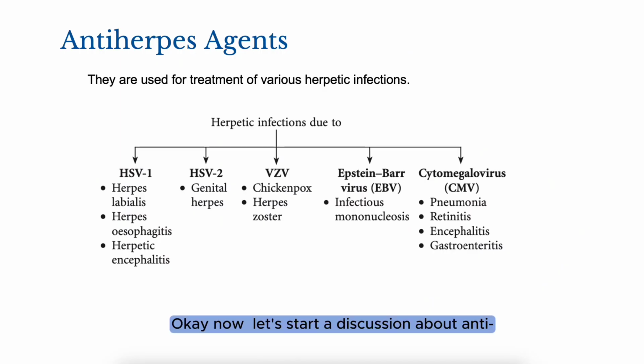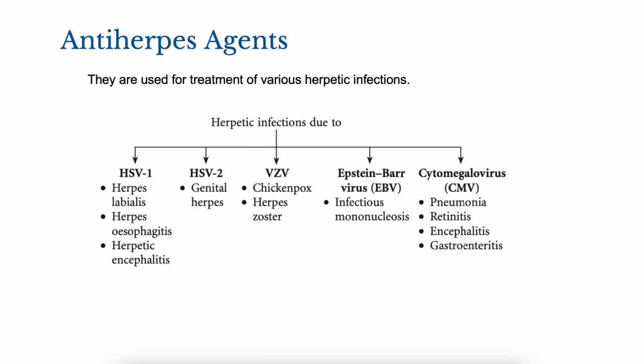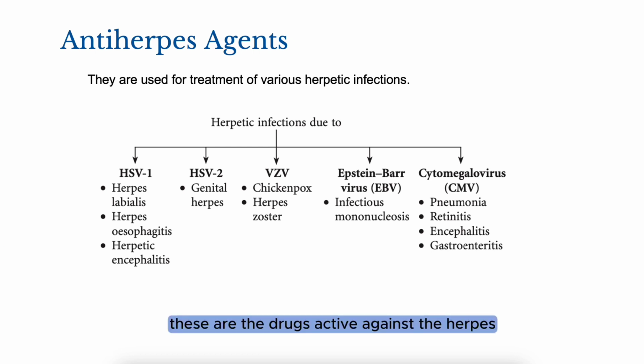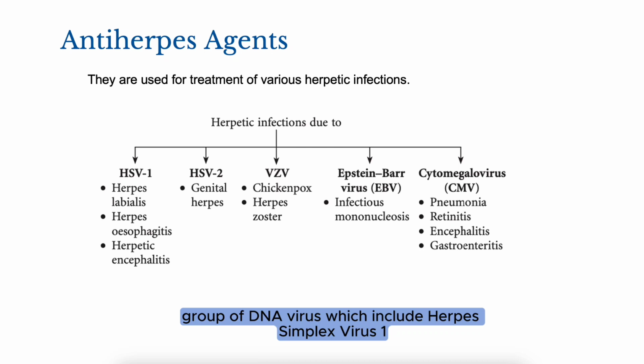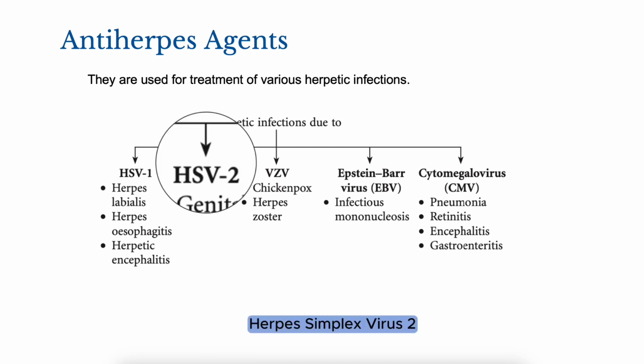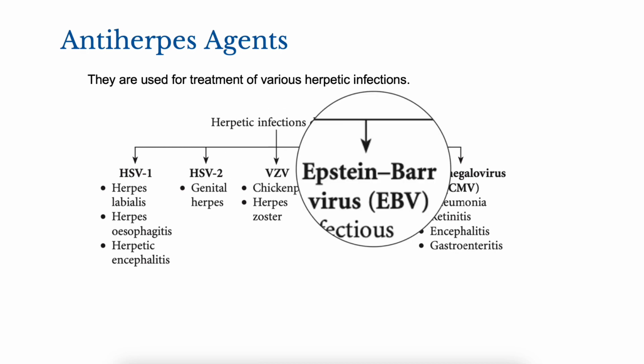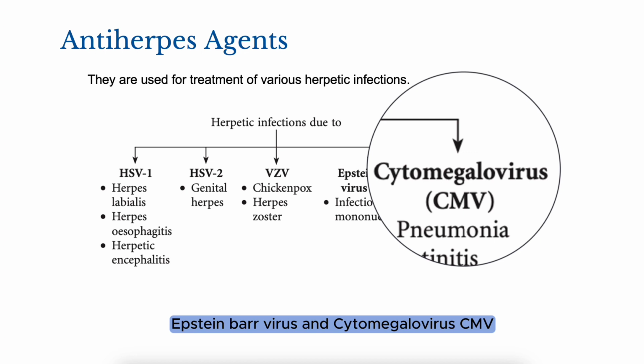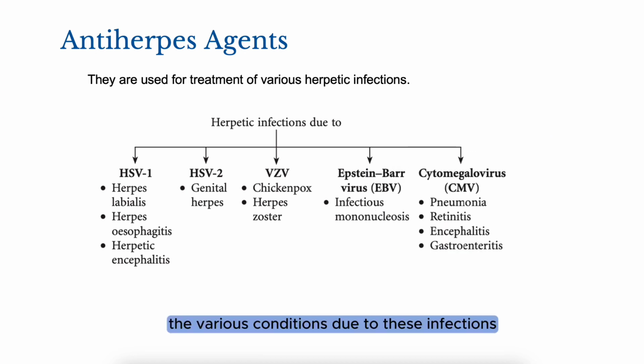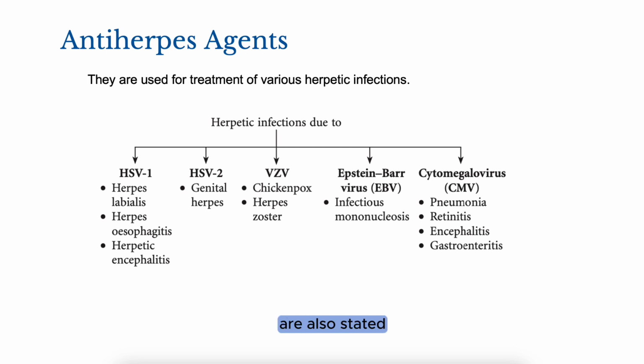Okay, so let's start the discussion about anti-herpes virus drugs. These are the drugs active against the herpes group of DNA virus, which include herpes simplex virus 1, herpes simplex virus 2, Varicella zoster virus (VZV), Epstein-Barr virus, and cytomegalovirus (CMV). The various conditions due to these infections are also stated.